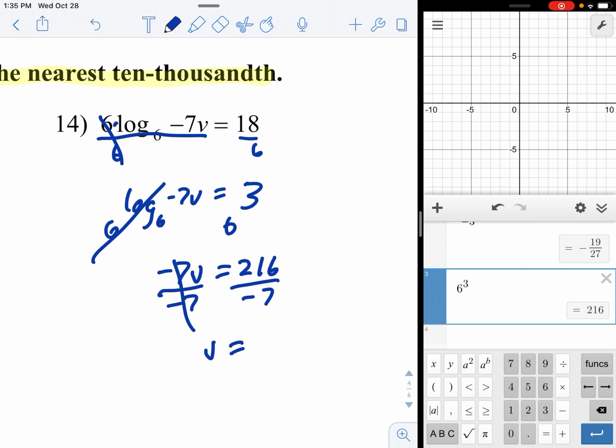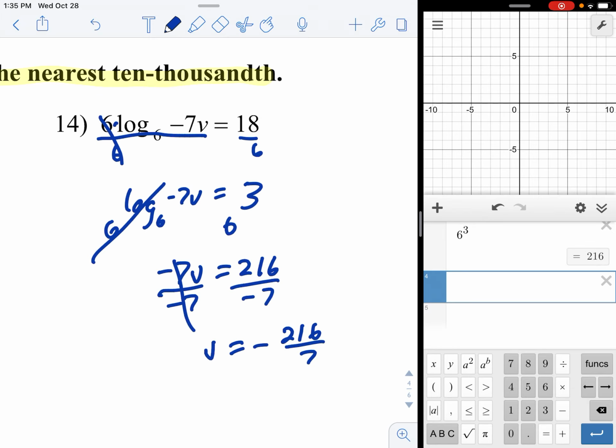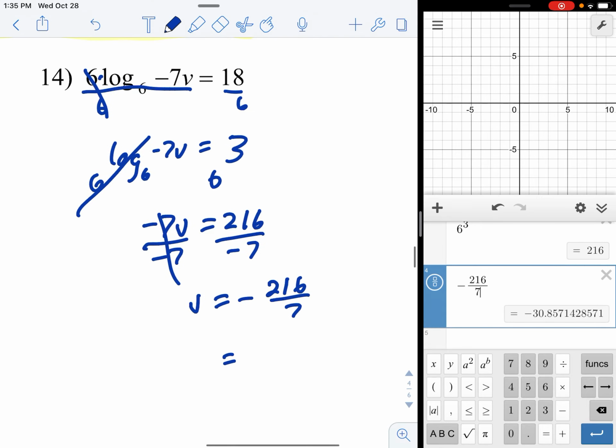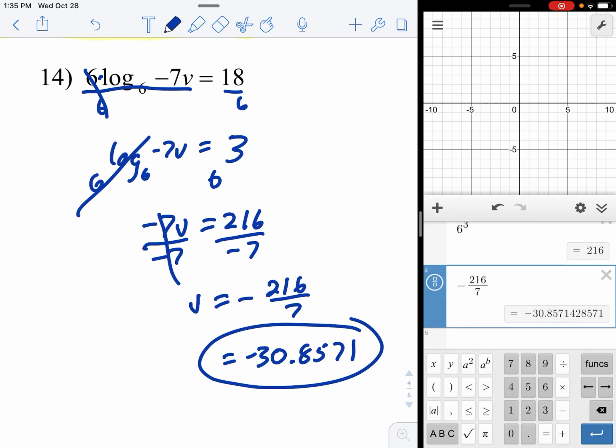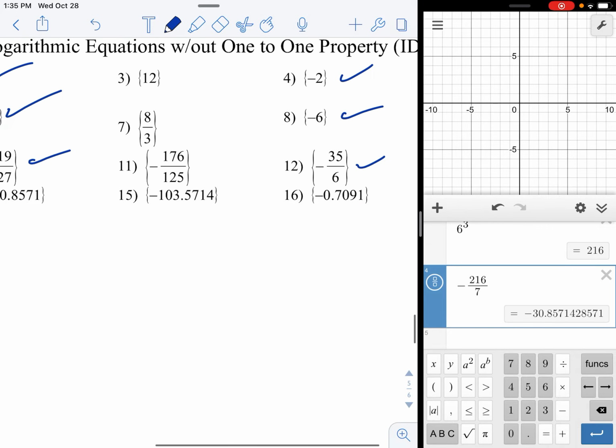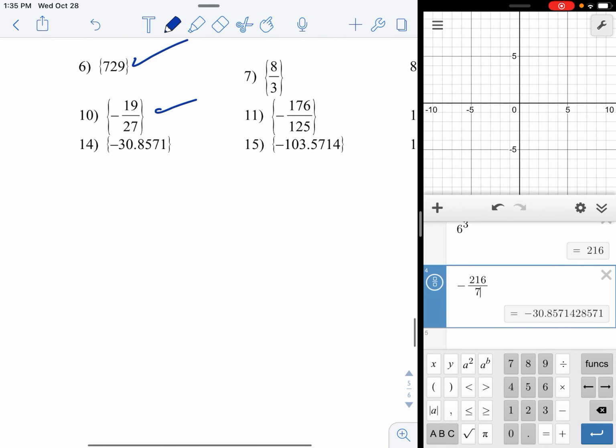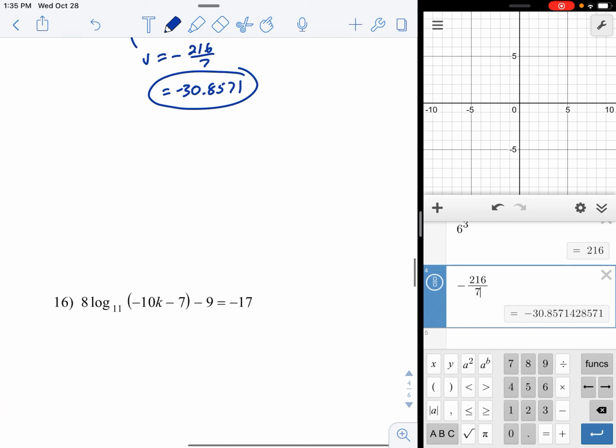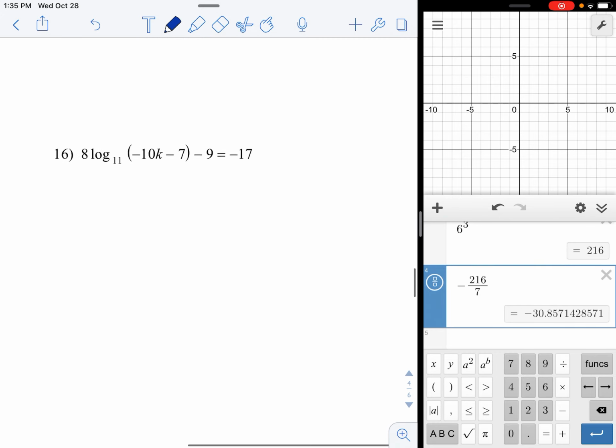Now in a pure math sense, you could leave your answer 216 over 7. But some people aren't into pure math. Some people take this job called engineer, and they really need decimal values. So 216 divided by 7 is negative 30.8571. So check number 14, negative 30.8571. There it is. So it's not a big difference between the two different types of problems. Let's do number 16 and we're done.